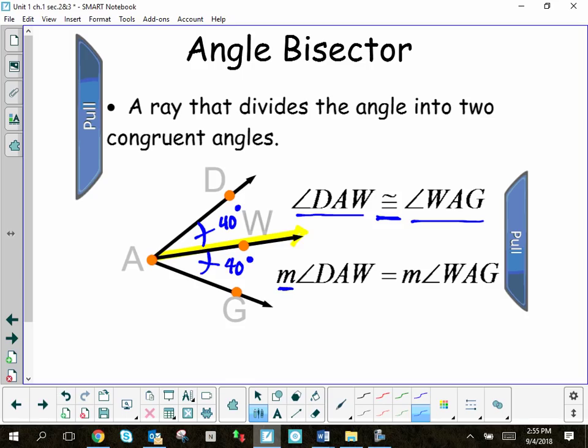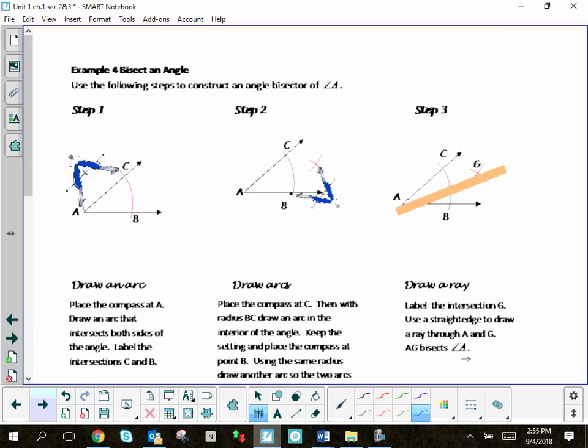Everybody always wonders, what does the M mean? It stands for measure. Okay, so the measure of DAW was 40, which means this has to also be 40, because it's the measure. All right, and I'm just making that number up. You gotta actually figure out what it is if it's asking for that measure. Okay, angle bisector. So now let's construct an angle bisector.